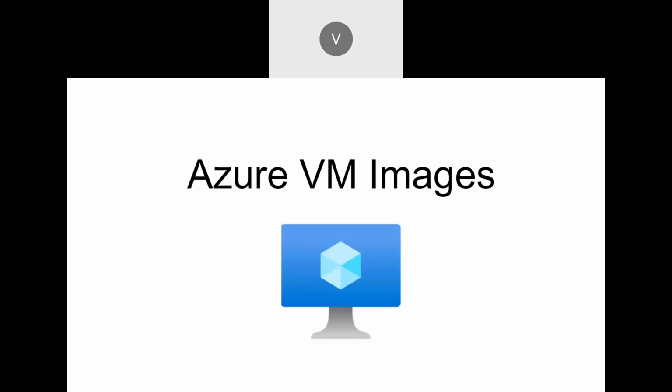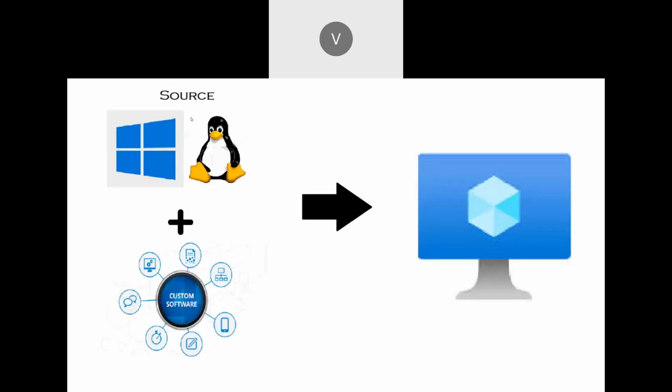So what is a VM image? It's just an OS. When we are talking about Azure VM images, Azure helps you build your own custom images. And to talk about that, how does the image work?